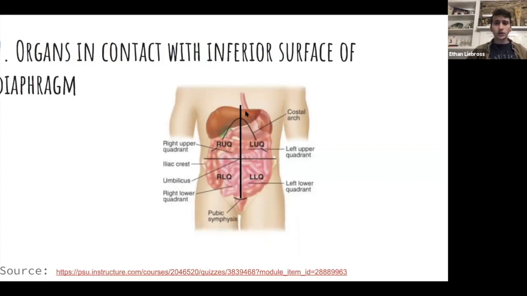So here we want to know what are the organs that make contact with the inferior surface of the diaphragm. So we know the diaphragm is right up here if you follow along my arrow. It's right up top here. So the liver is one that outlines the diaphragm, which is a big muscle. The stomach also outlines it, as well as the spleen, which is hidden right behind the stomach, right posterior to the stomach.